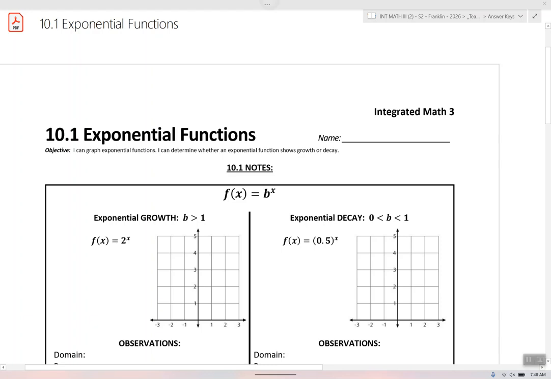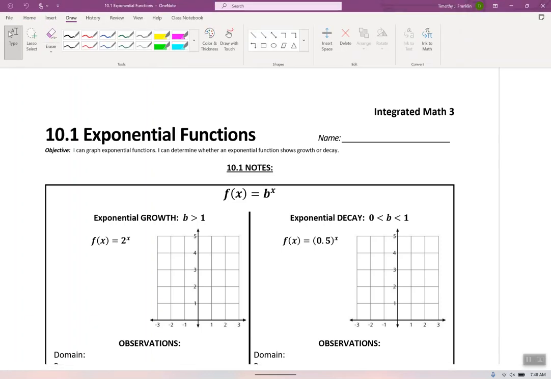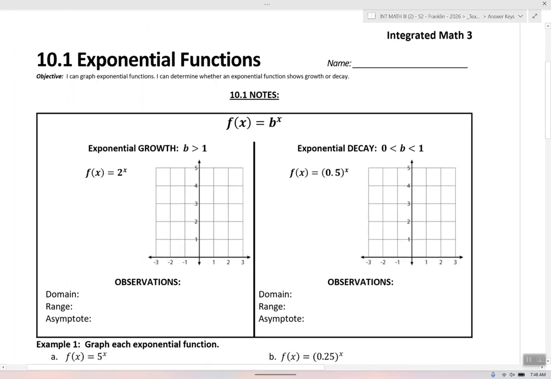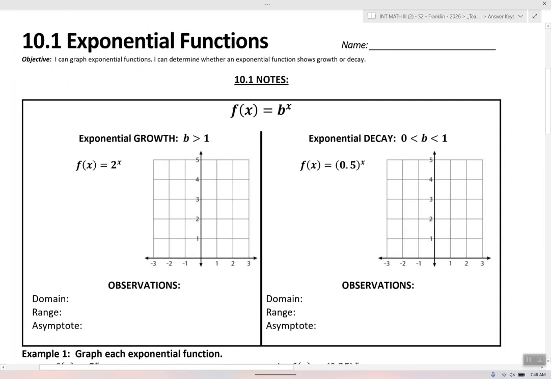All right, for Unit 10, we're going to take a look at some exponential functions. We're going to start working with these. Now, when we talk about exponential functions, we're talking about a function where x is an exponent. So that's what makes it exponential. And so the input value, the numbers that we're changing in the function, are the exponents. The base will stay the same.